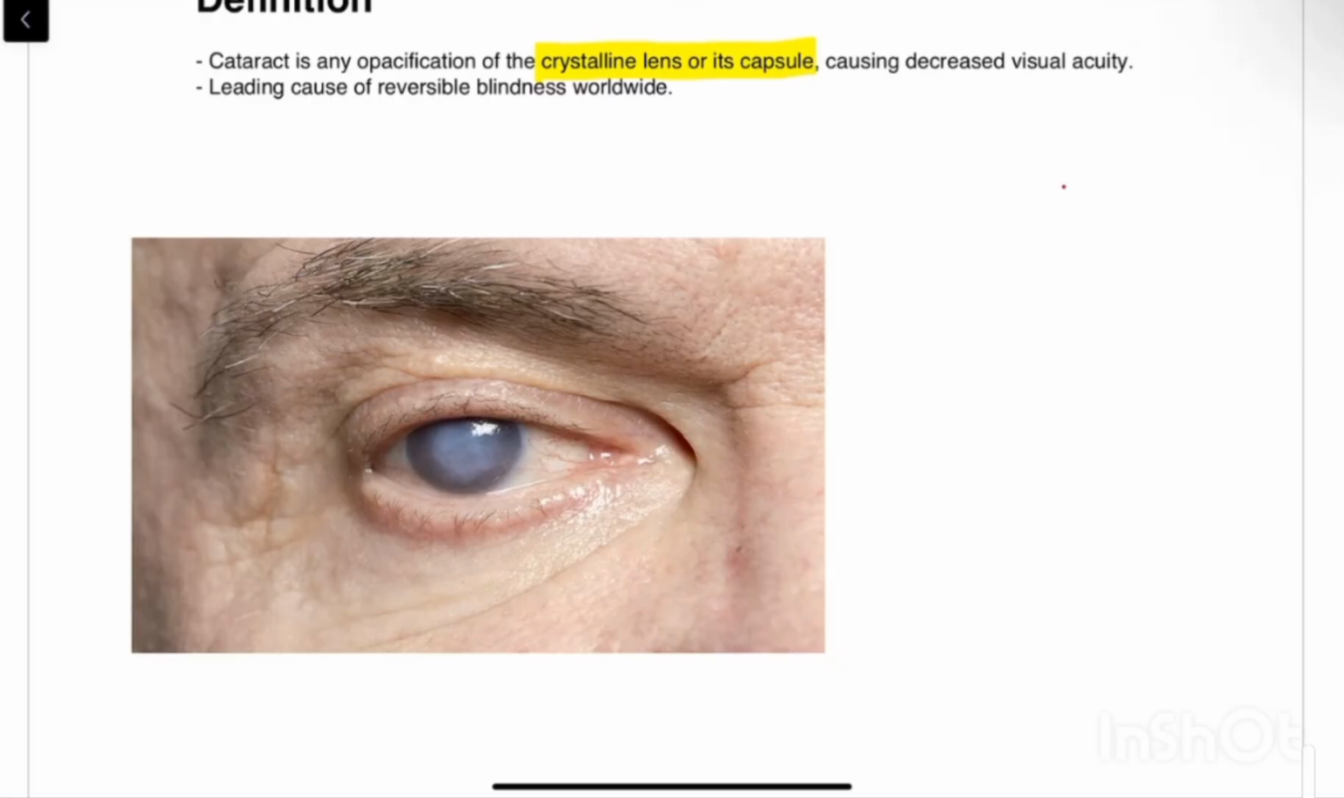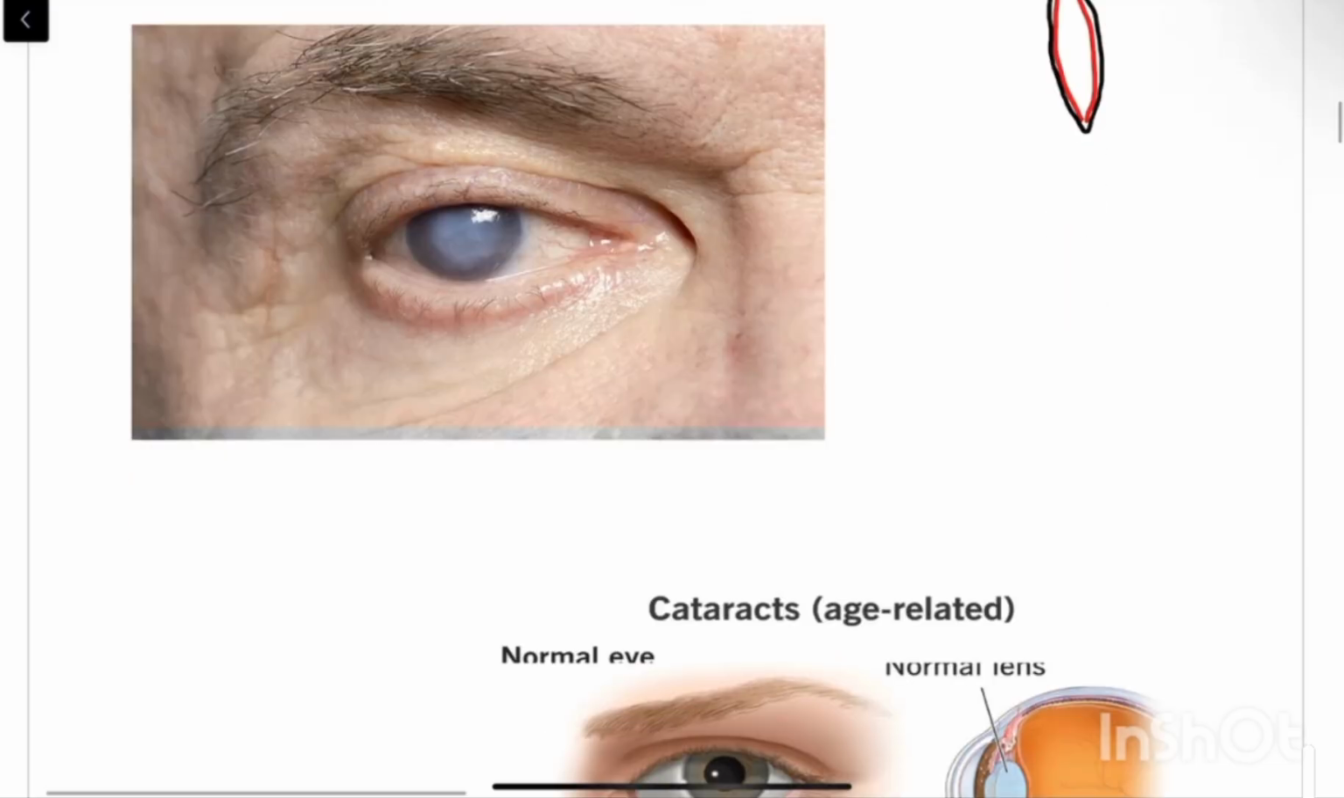So as we all know, the lens is held inside a capsule. Okay, so there might be crystallization or opacification of this lens or its capsule. So whenever there is opacification in this lens, obviously the patient will not be able to visualize, and when seen in the patient, it will appear like a whitish tissue here. Okay, so this is cataract.